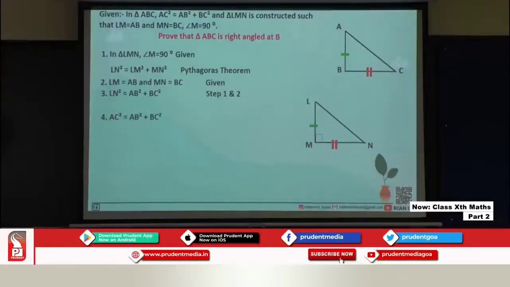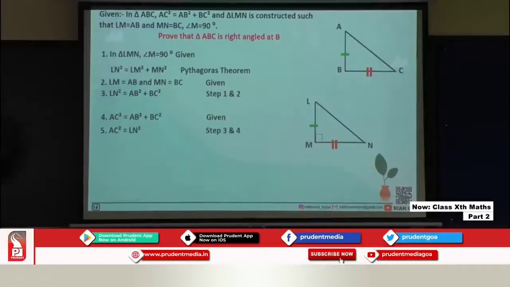So I can write the reason over here, that it is given. And in the 5th step, I can say that AC square is equal to LN square. How did we get this? From step number 3, which is here, and this, because right hand sides are equal. Okay. So here is step number 3 and step number 4.